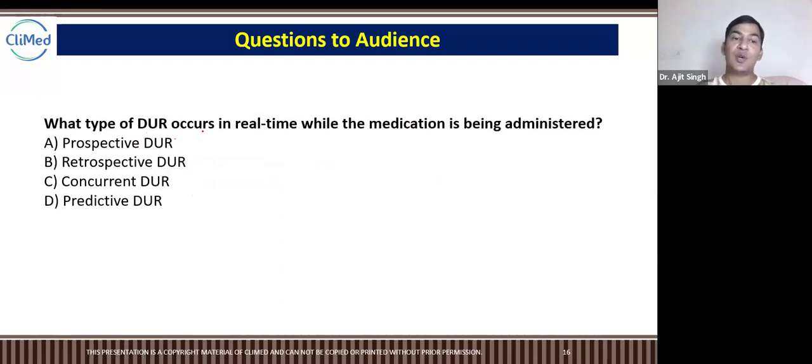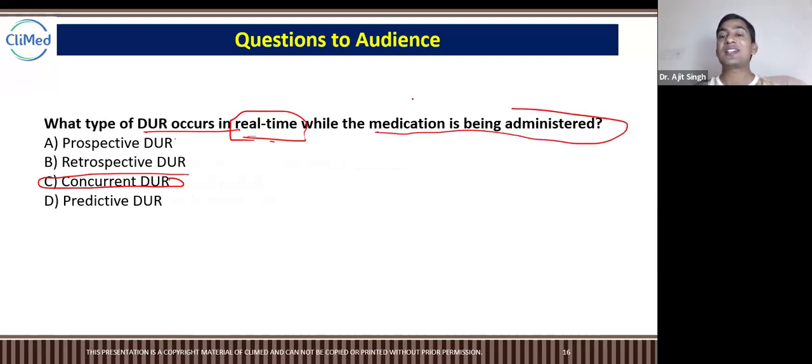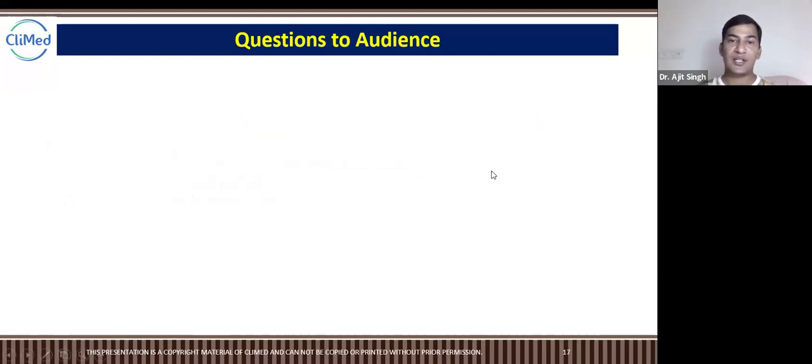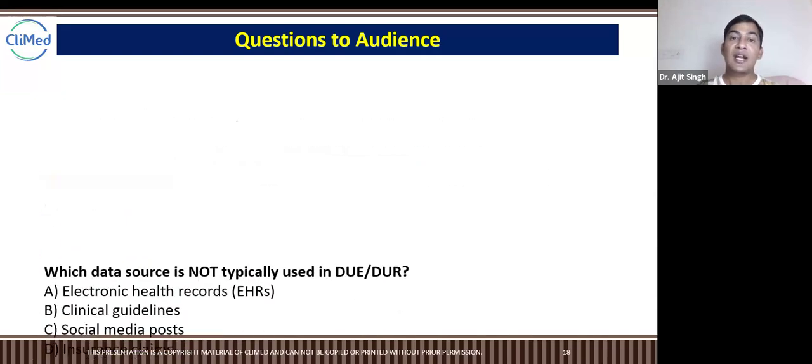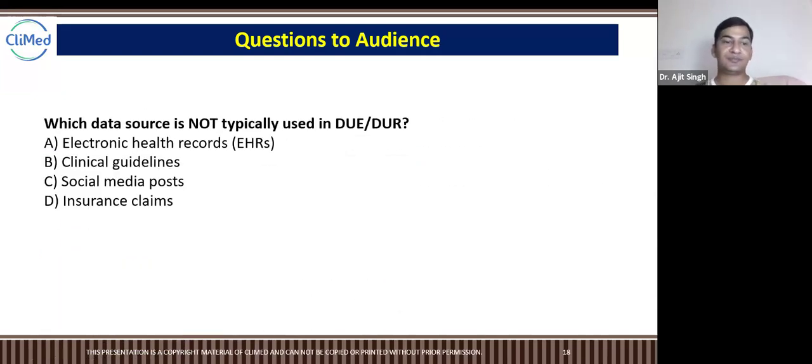What type of DUR occurs in real time? Concurrent is the real-time DUR, which happens while the medication is being administered to the patient. That is called concurrent, correct? Okay, this is the answer. We will describe this in more detail later. Now, next question to all of you: which data source is not typically used in drug utilization review?